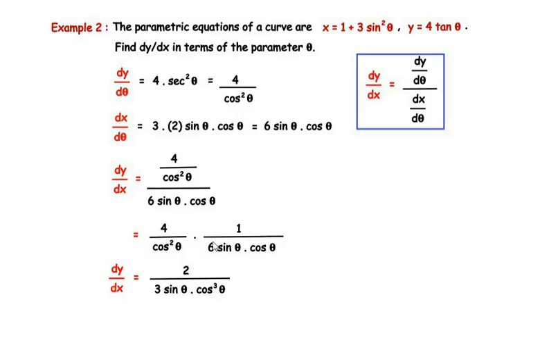Now 4 and 6 go in the table of 2, that is 2 times 2 is 4 and 2 times 3 is 6, giving us dy by dx is equal to 2 times 1 is 2 over 3 times sine theta times cos square theta times cos theta gives us cos cube theta. So this is going to be our answer. Now let us move on to the last question.